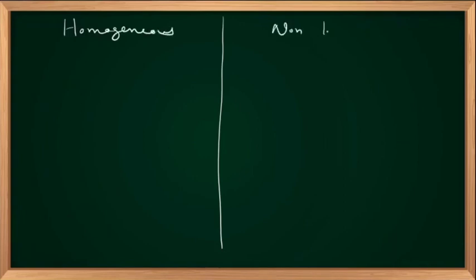I'll just briefly split it into two. One is homogeneous, another is non-homogeneous. This slide will be useful for you. How many solutions for homogeneous and non-homogeneous? So 3 by 3. How many solutions for homogeneous and non-homogeneous?